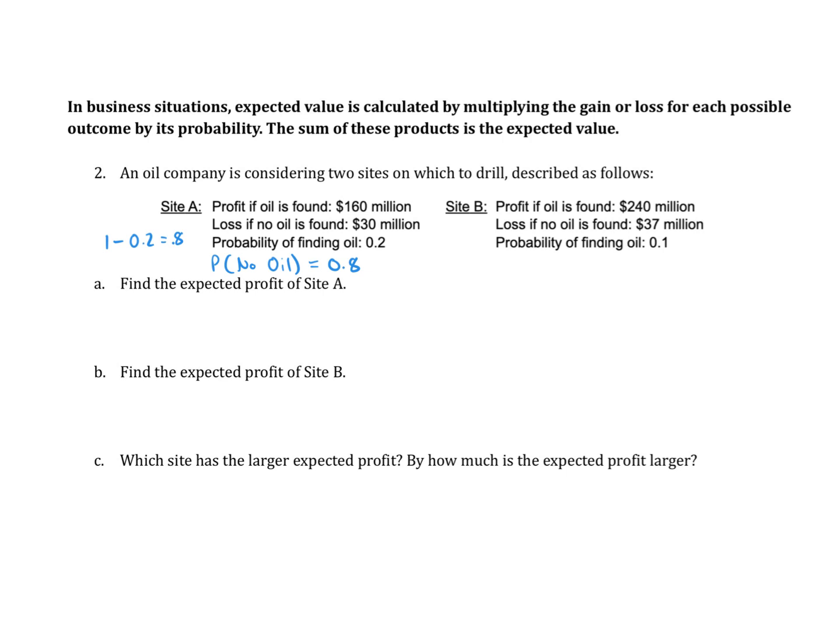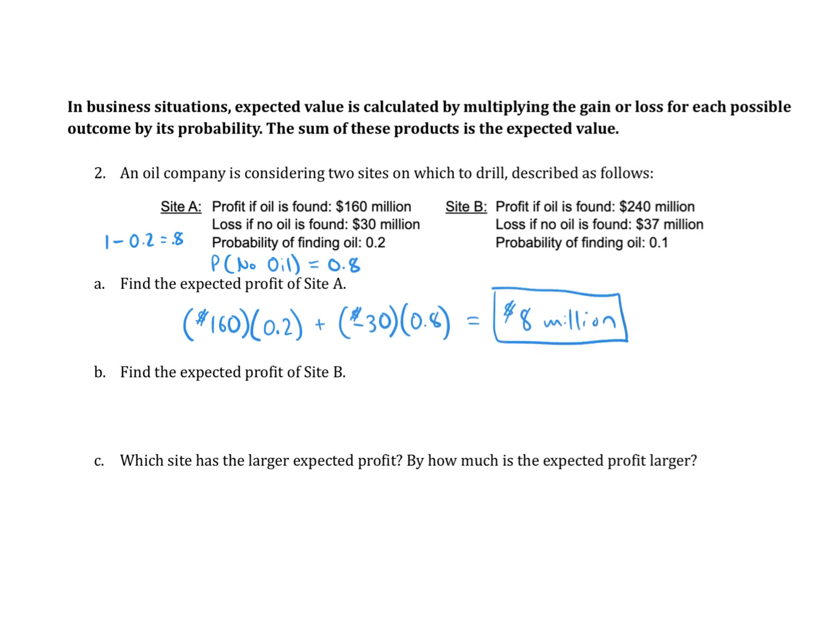Okay, so if I wanted to find the expected profit of site A, I'm going to multiply each outcome by its probability and I add those up. So one possible outcome is a gain of 160 million. I'm just going to write 160 and keep in mind that that's in millions. The probability of that happening is 0.2. The other possible outcome is that they don't find oil, in which case they lose 30 million. So I'm going to do negative 30 million as that outcome, and the probability of that happening is 0.8. If I plug that into my calculator, I get 8 million for the answer, which means that the expected value of site A is a gain of 8 million.